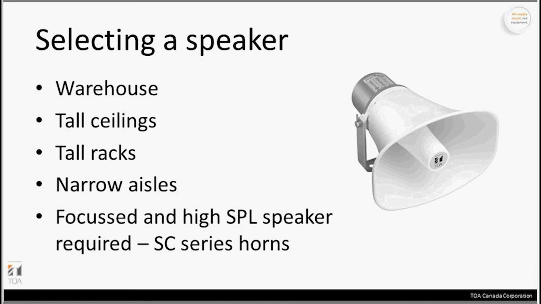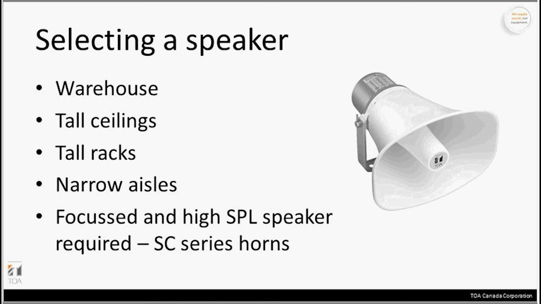You have a warehouse. This is something that's very common. I was just recently at a warehouse helping an end user. There are specific challenges here: high ceilings, tall racks filled with boxes that really absorb sound. You really need something focused. A focused speaker with high SPL will work very well here.